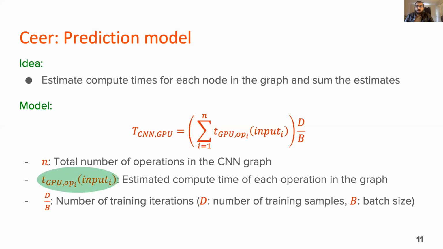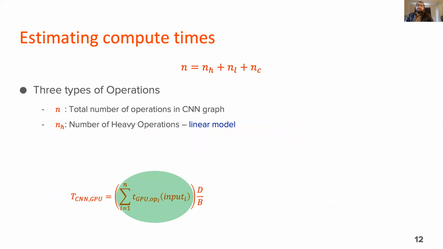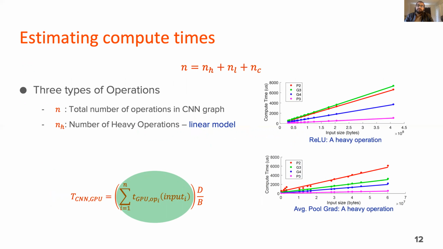Next, we will discuss how Ceer estimates the compute time for each operation in the CNN graph. As we saw, there are three different types of operations in a CNN graph, and Ceer uses a different modeling approach for each type of operation. Heavy operations are modeled using a linear model based on the size of all the input variables. A different linear model is used for each heavy operation. The figure on the right side shows different linear models used for two different heavy operations, that are ReLU and average pool gradient.